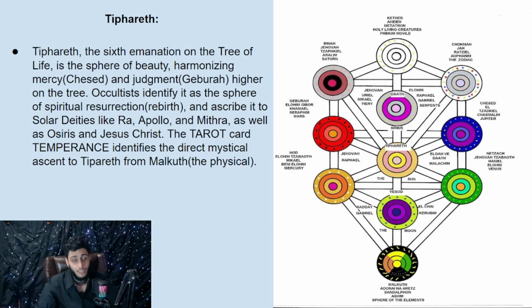Now we have the Tiferet. The sixth emanation on the tree of life is the sphere of beauty, harmonizing mercy, which is Chesed, and judgment, Gebura, higher on the tree. Occultists identify it as the sphere of spiritual resurrection or rebirth, and ascribe it to solar deities like Ra, Apollo, Mithra, as well as Osiris and Jesus Christ. The tarot card Temperance identifies the direct mystical ascent from Tiferet to Malkut, the physical plane.